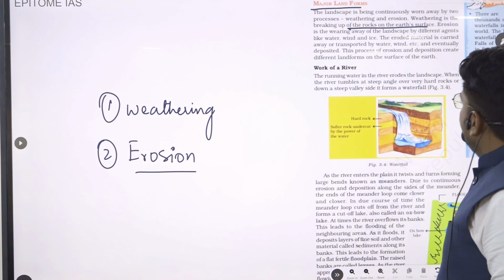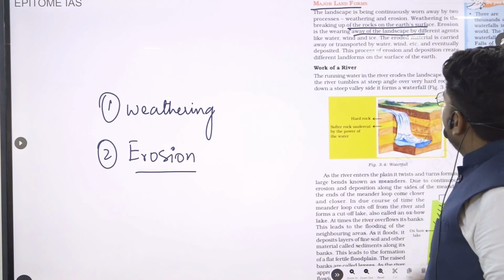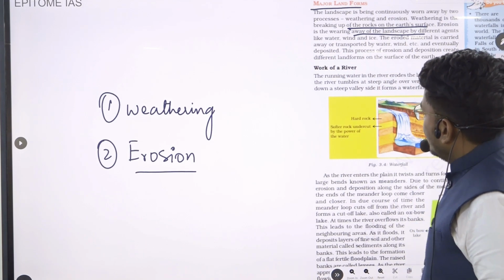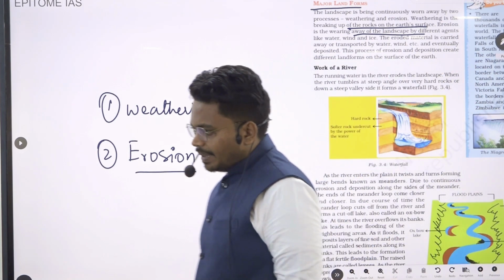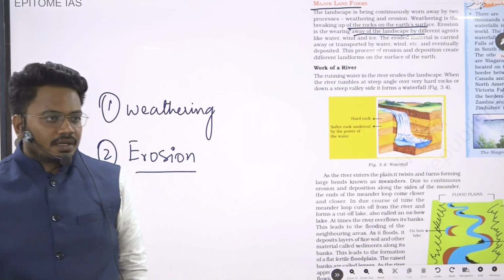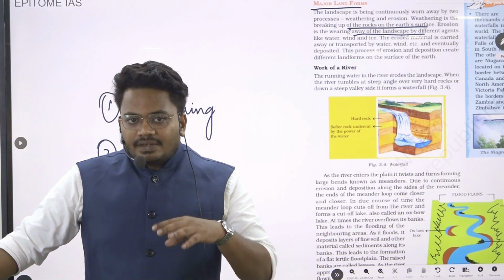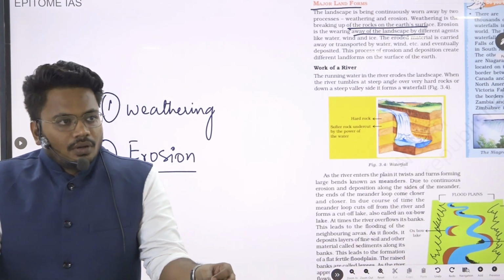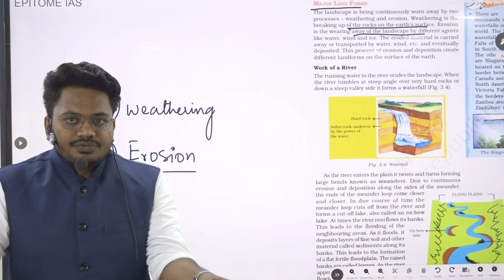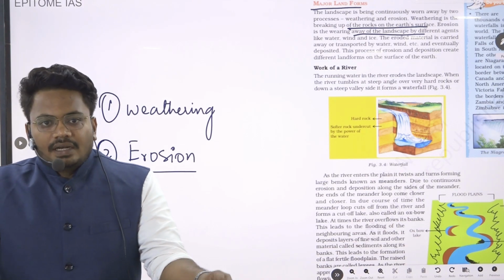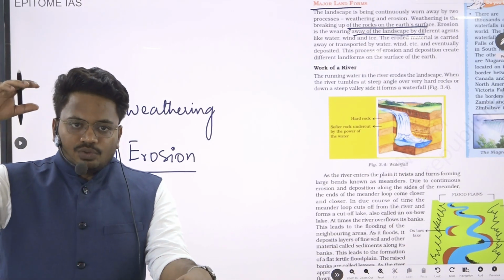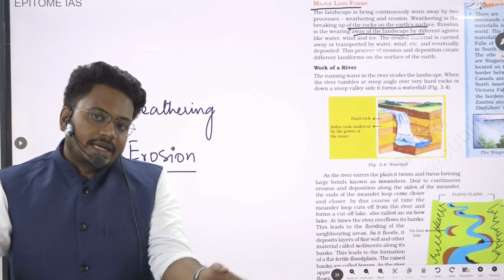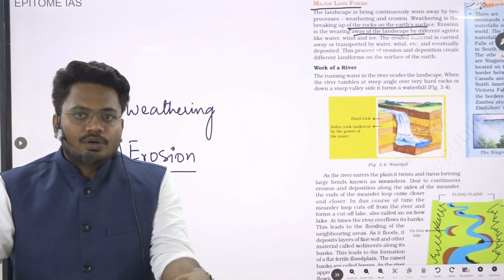Then what is meant by erosion? Erosion is the wearing away of the landscape by different agents such as water, air and ice. So these are the basic definitions given in this chapter. Weathering is the breaking up of the bigger particles present on the earth's surface, and erosion is transporting those things to other places, either by water, by wind, or by ice.